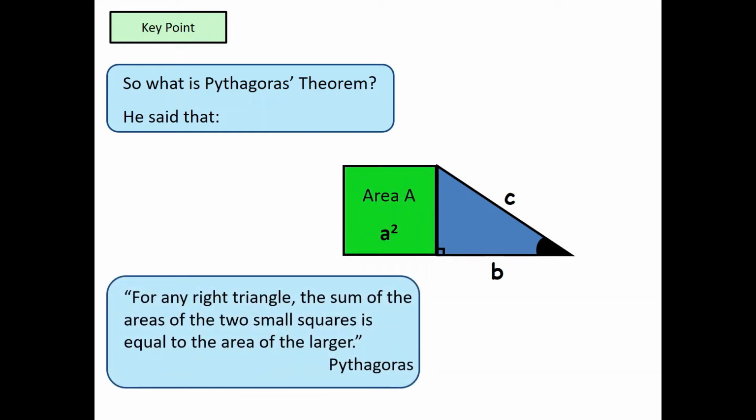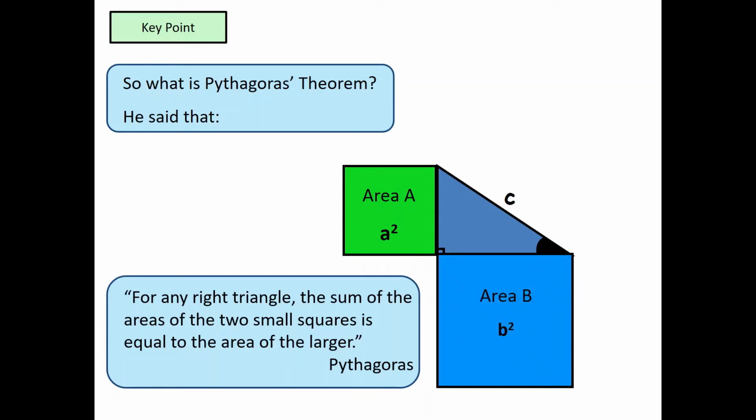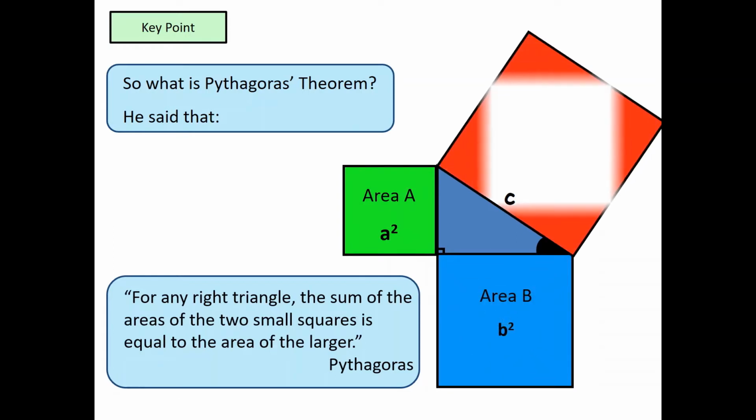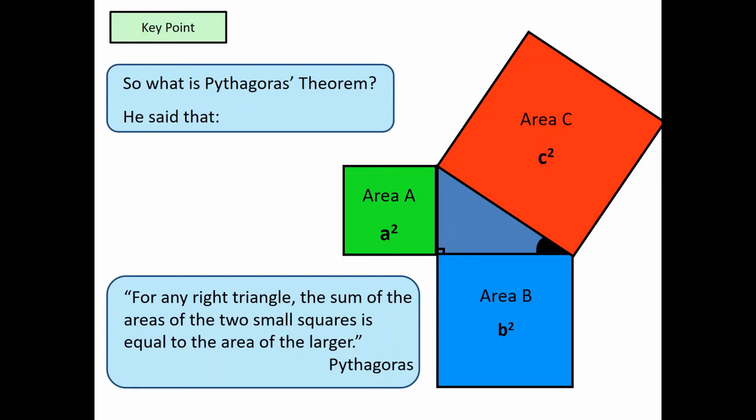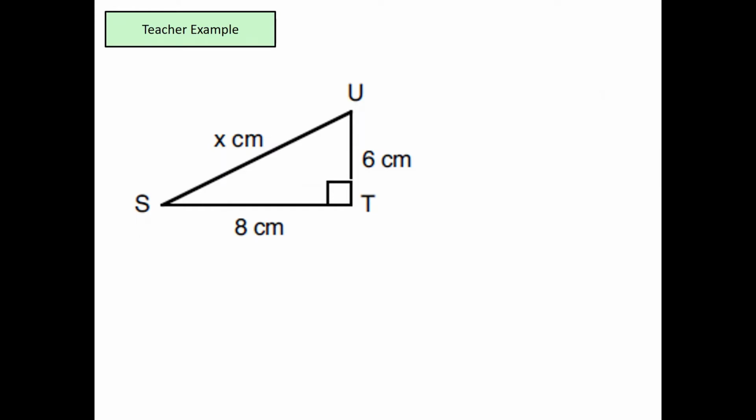So if I was to create two small squares from the shorter sides, the area is equal to the larger square. So the two shorter sides are called A and B, and the longest side is called C for his formula. So A squared plus B squared is equal to the larger side squared, which would be C. Let's have a look at an example.